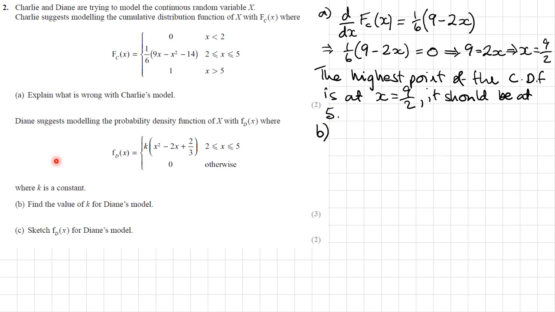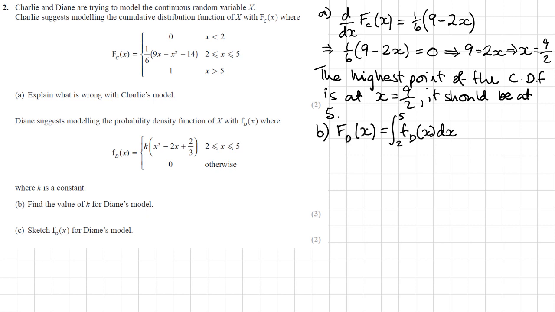Okay, so Diane suggests modeling the probability density function, the PDF of x, with f_D of x, where the PDF between 2 and 5, including 2 and 5, is k times x squared minus 2x plus 2/3, and otherwise it's 0, where k is a constant. Part B, what we need to do is to find the value of k for Diane's model.